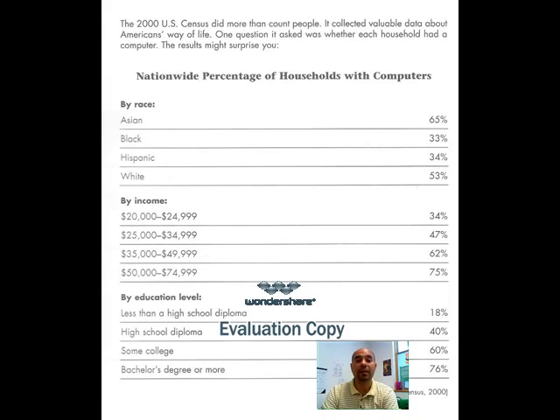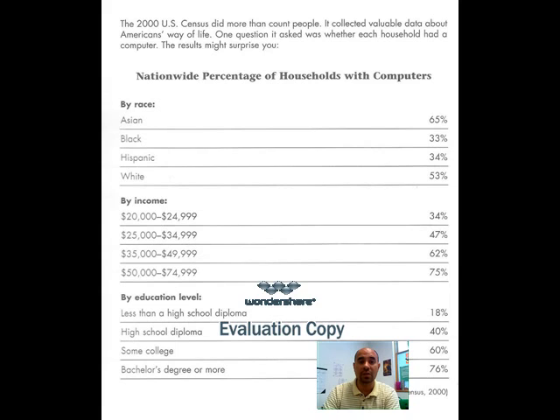Alright, so you've created a list of possible ways to use computers. The next slide is a graph from the 2000 United States Census that asked many nationwide households about computers. They broke it down into race, income, and education level.